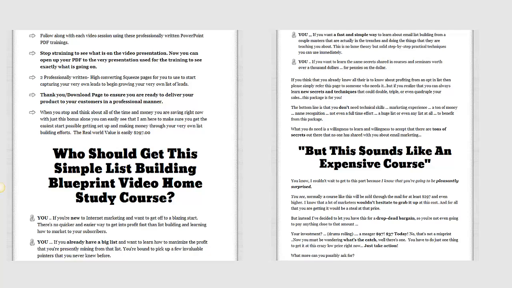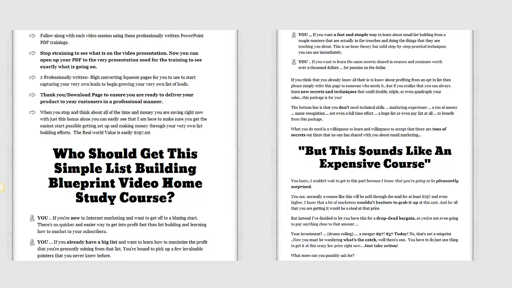And then notice this part here. You'll remember that we talked about a part of good copy being possibly taking the negative and turning it into a positive. Well, that's what we do right here. It says, but this sounds like an expensive course. And then we're turning that into a positive by drawing them in, because they're going, whoa, I just thought of this.